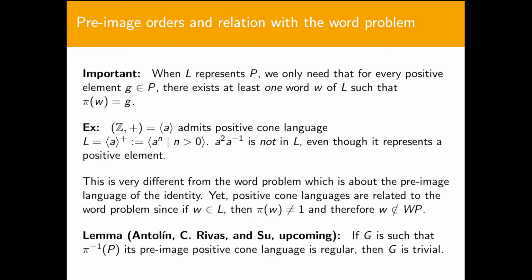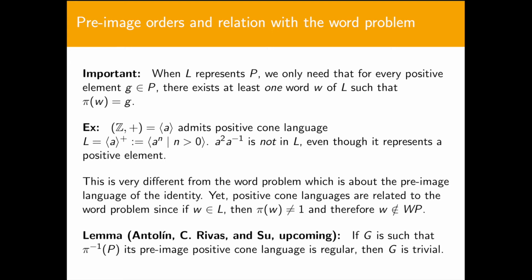This is very different from the word problem, which is about the preimage language of the identity, so all the words mapping to the identity. Yet positive languages are related to the word problem, since if w is in a positive language, then clearly it doesn't equate to 1, because it is something in P, and therefore w is not really the word problem.